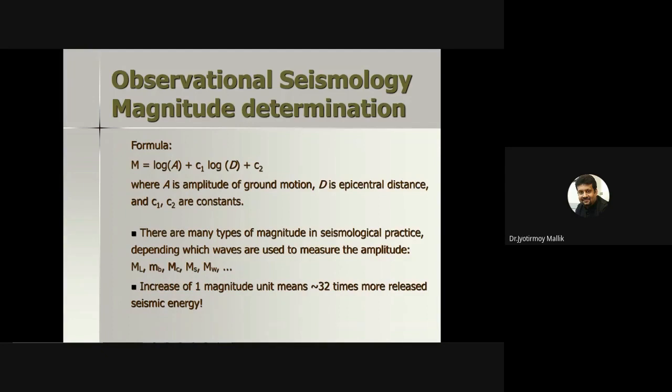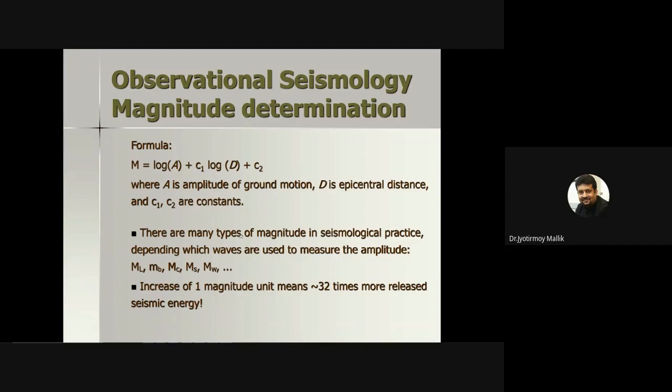So you can also use this formula, of course, where M equals log A plus c1 log D plus c2, where A is the amplitude of the ground motion, D is the epicentral distance, and c1 and c2 are constants. This is how you can also calculate it, but the more graphical representation is the one that I have just expressed.